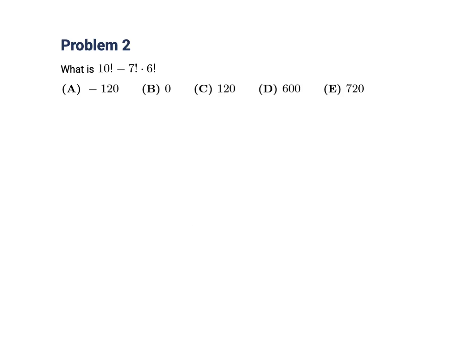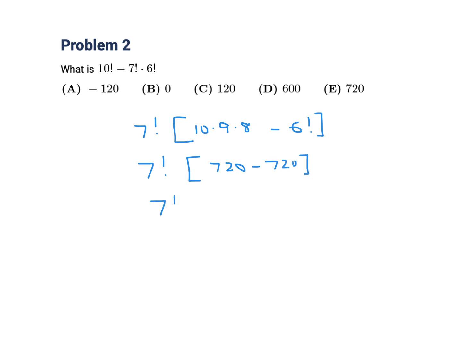What is 10 factorial minus 7 factorial times 6 factorial? Let's factor out a 7 factorial, and when we do, we get 10 times 9 times 8, and then that would be minus 6 factorial. At this point, I'll just do it manually. This is 720, and that's 720. Oh, okay, that's 0 then. So it all boils down to 0. So A is, let's see, what's the answer? B.